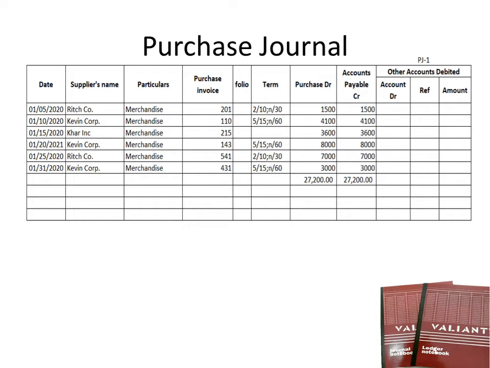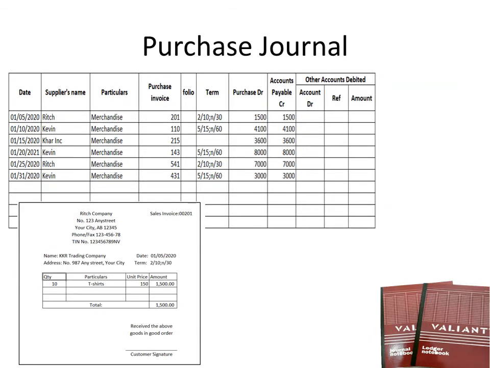So for our purchase, we debit purchases 15 and credit accounts payable 15. And the next one is just the same. So the date, our supplier, Kevin, what do we buy? It could be t-shirt or merchandise. The invoice number, the term, then the amount: debit purchases 4,100 and credit accounts payable 4,100. So the date again, then our supplier, merchandise, the invoice, no term because this particular supplier didn't give us any term. And the purchases and the accounts payable are the same. And other transactions would follow. Okay? So our total purchases is 27,200.